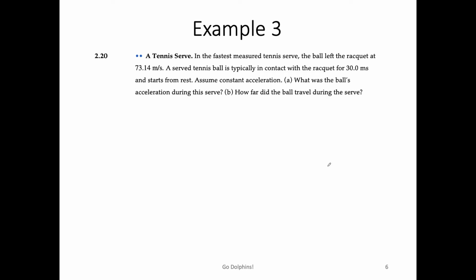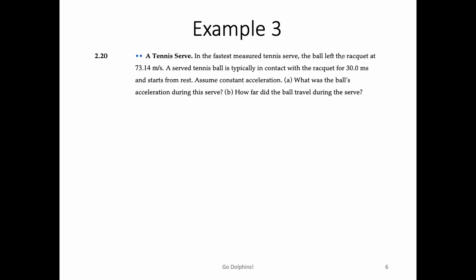Example 3 is a constant acceleration motion problem. We said for all constant acceleration problems, you need to identify the three quantities that are given and the quantity that is being asked. So you have four variables. You pick the kinematic equation that has those four variables and use the three known quantities to solve for the unknown. That's the whole game plan. So let's look at this one.